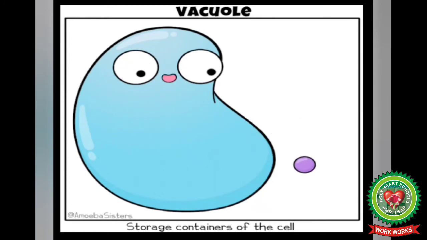In plant cells, a large vacuole is present. It occupies most of the space in the cell. In animal cells, the vacuoles are either absent or very few in number. They are small in size. It helps a plant cell to maintain its shape. It stores food and water in the cell.